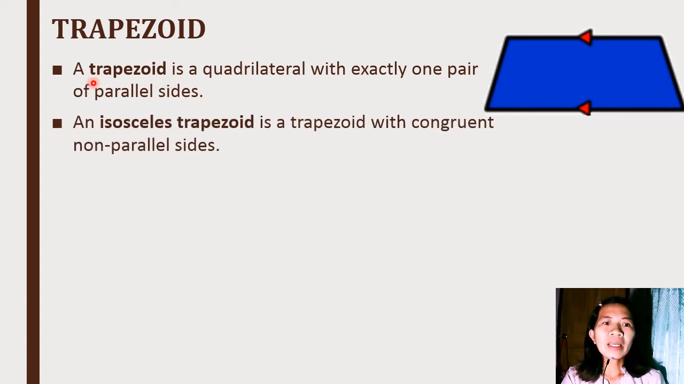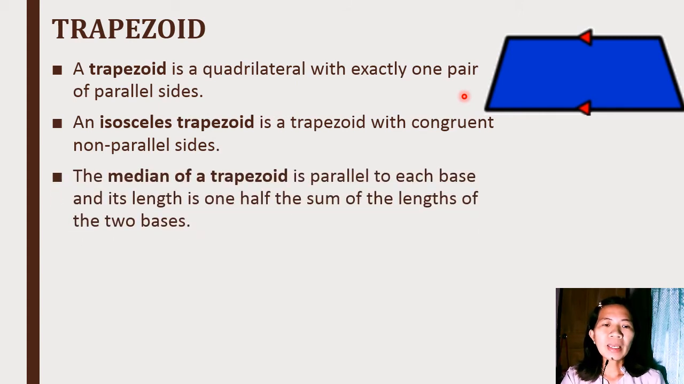Then, we have a kind of trapezoid which is the isosceles trapezoid. It is a trapezoid with congruent non-parallel sides. So in an isosceles trapezoid, the non-parallel sides are congruent, meaning they have equal measures. And then the median of a trapezoid is parallel to each base and its length is 1/2 the sum of the lengths of the two bases.